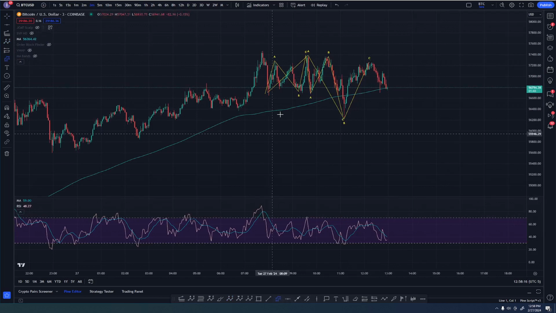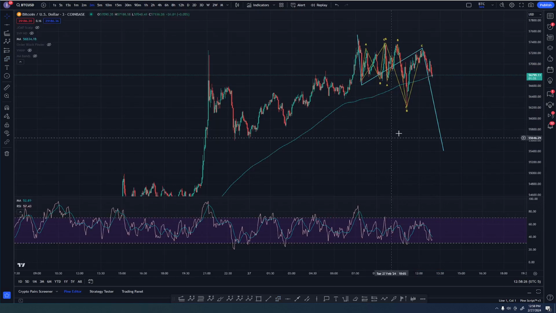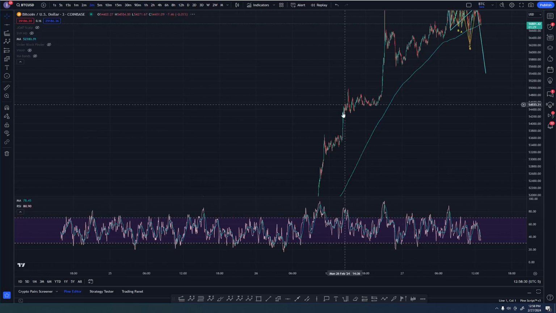So how do you put it together? Well, you've got an impulse wave, this running flat as a B wave. Now we could be in a C wave to the downside. Come down, stop hunt this low. Everybody's looking for it to go up again because that's all it's been doing, right? Price has been going sideways and up, spike, sideways and up, spike.